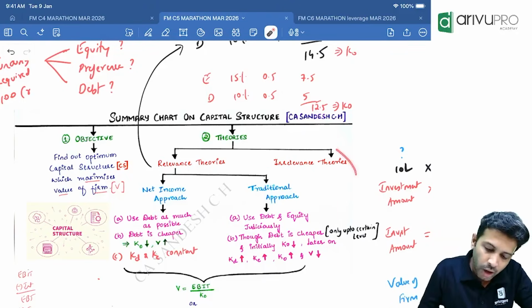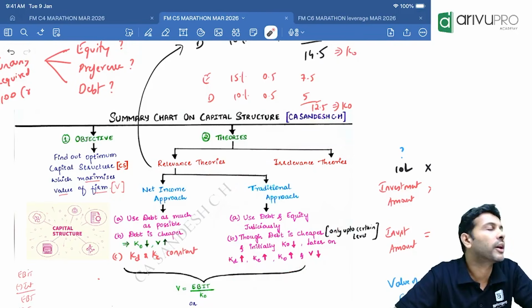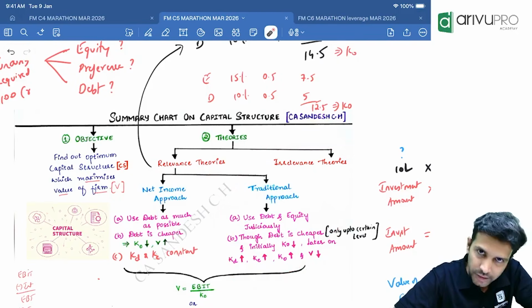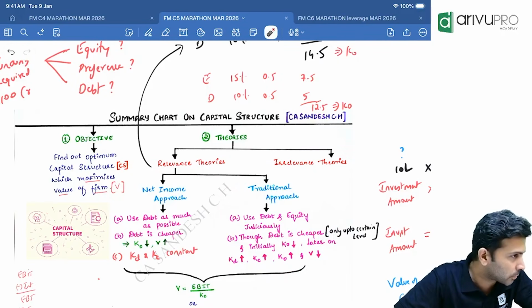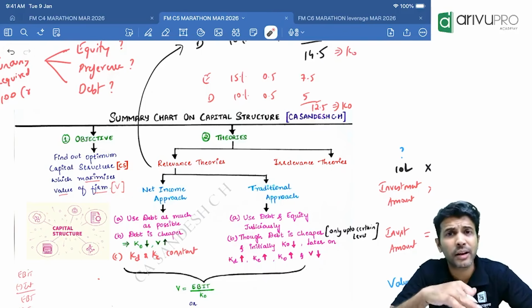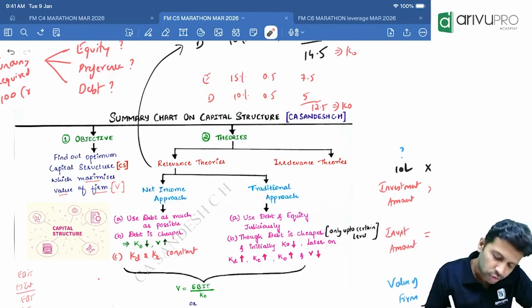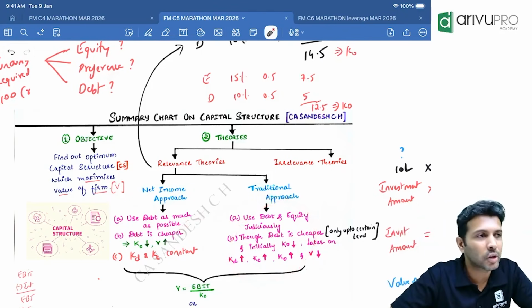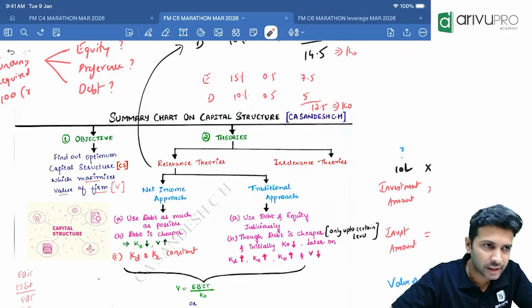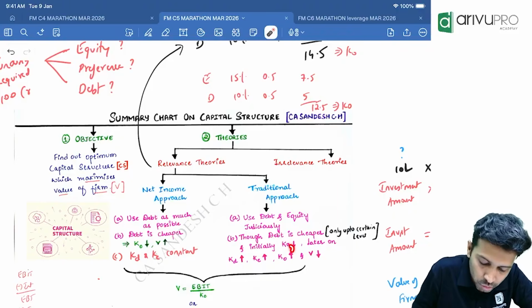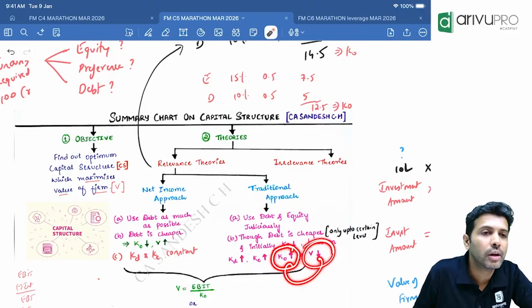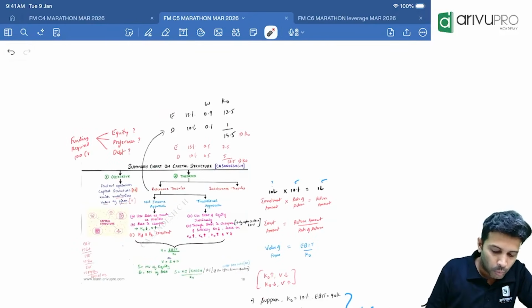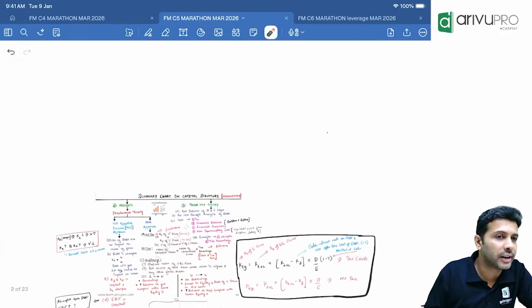What about the traditional approach? The traditional approach's argument is what? It agrees that debt is a cheaper source of finance. But will it be cheap forever or only up to a certain level? So use the debt only up to that level. Because after that level, cost of debt will increase, cost of equity will increase, which will cause overall cost to increase and value to reduce. 1-2 points in case it comes as theory in the exam.